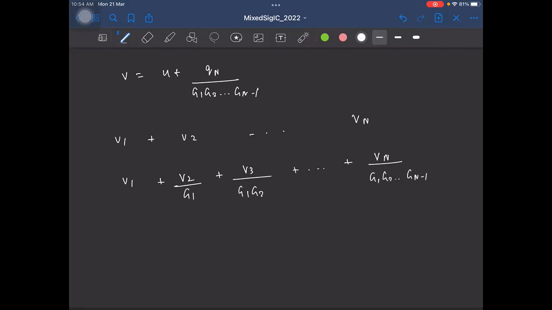So again, the overall resolution in this case will be, if G1 is 2 power B1, this is 2 power B2 and so on, and this corresponds to some Bn bit ADC, the overall resolution will be Bn plus B1 plus B2 till Bn minus 1. Okay. So yeah, we can stop at this point and meet next class.